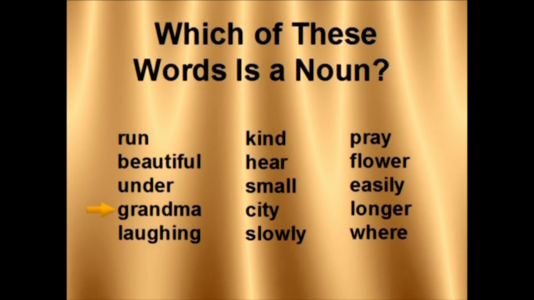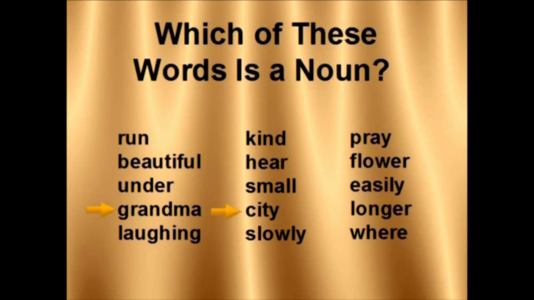Listen to these next 5 words and tell me which is a noun. Kind, here, small, city, slowly. If you answered city, you're right, because it names a place.